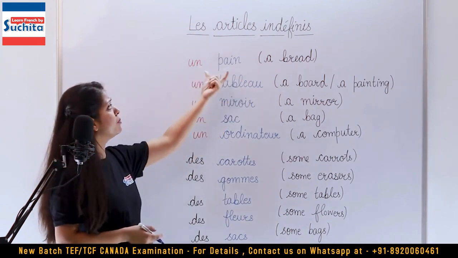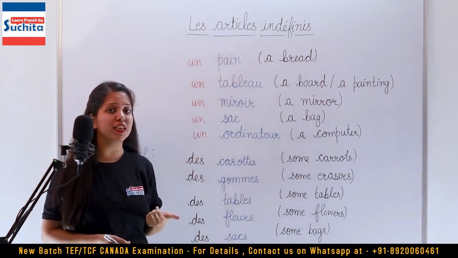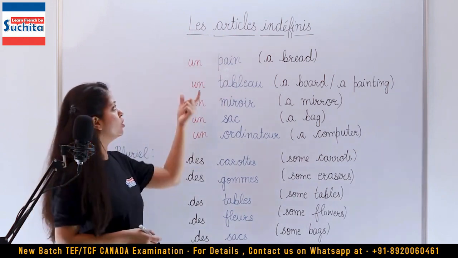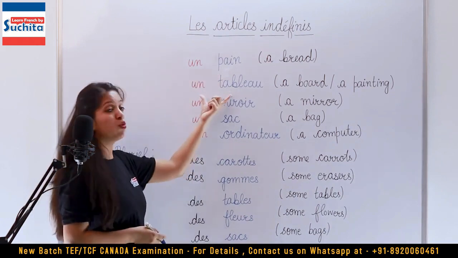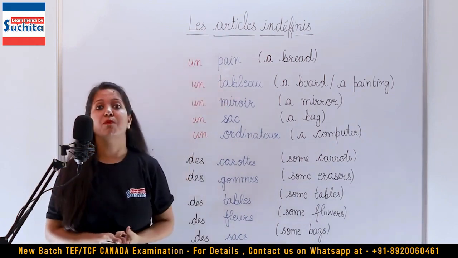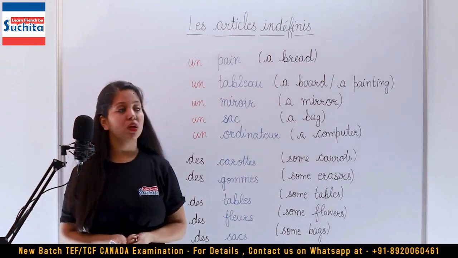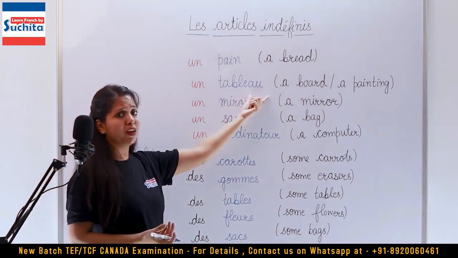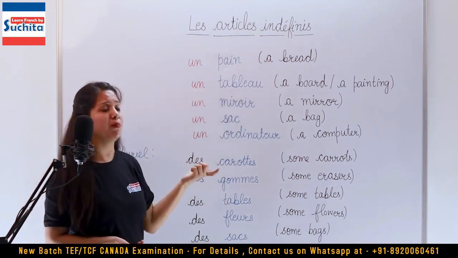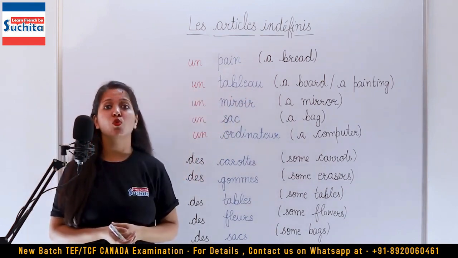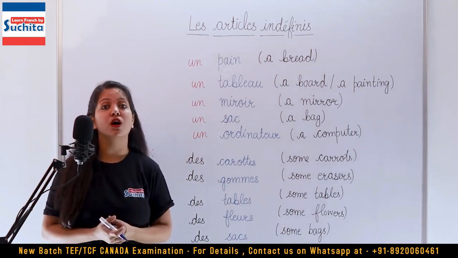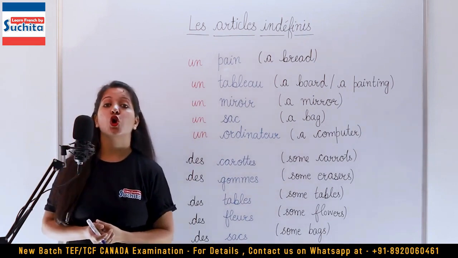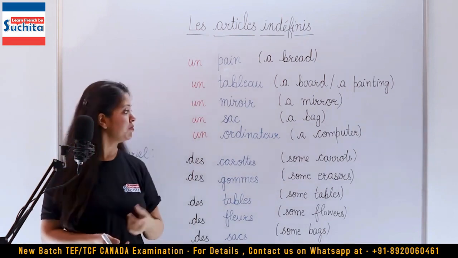Why did I put un? Because pain is not ending with E. So that means it is masculine and of course singular. So you say un pain. On continue avec un tableau, which means a board or a painting. Again, it doesn't end with E, so it's male. Un miroir, that means a mirror. Masculine singular. Un sac, a bag.